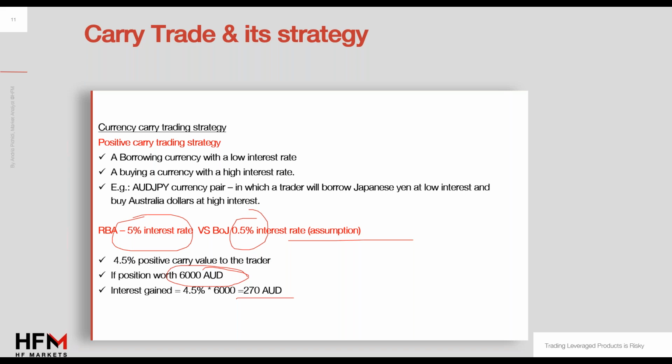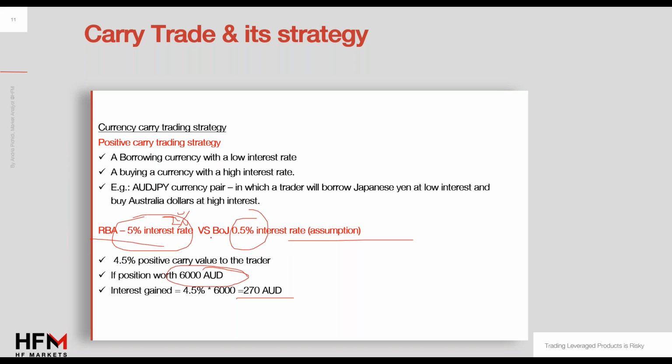And if the interest rate of the quoted currency rises. So in this case, the interest rates in Australia will need to fall below the interest rates in Japan. So let's assume that for some reason the RBA sharply cut interest rates, let's say to 2%, which is something massive. As you understand, it never happens to cut 3% in a single meeting, right?